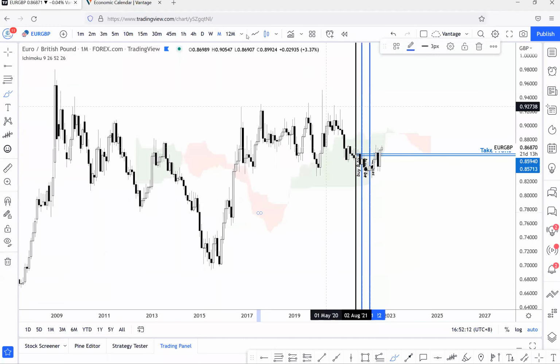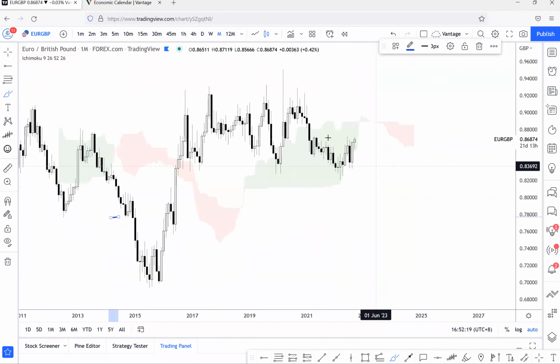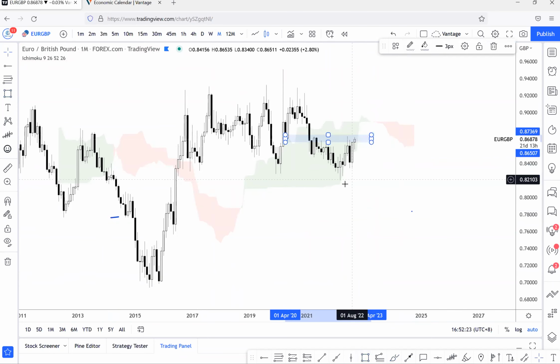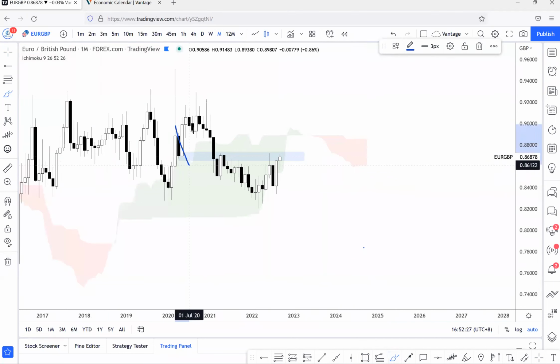Let me just remove all of these markings. Okay, so let's take a look at it on the higher time frame first. On the monthly, you can see you have this potential support and resistance level over here. Price came in, reacted as a support, and then failed, tested as a resistance, and pushed lower, and right now it's sitting on this resistance area. This is on the monthly time frame.